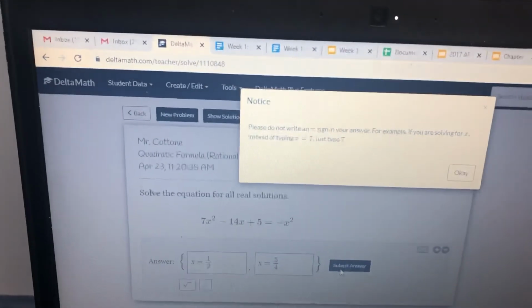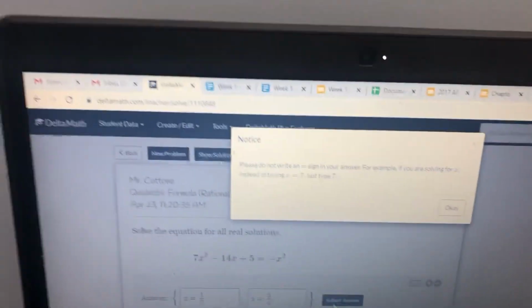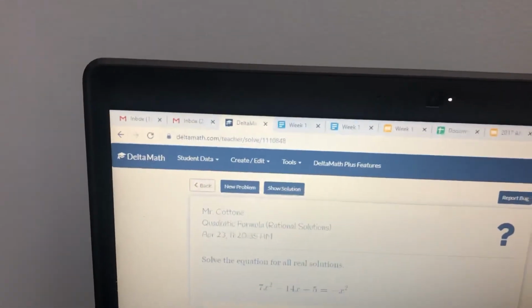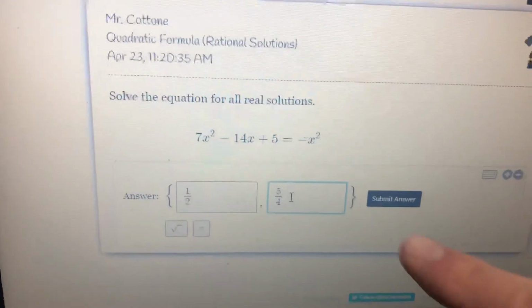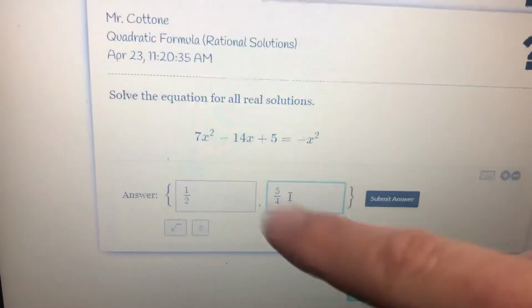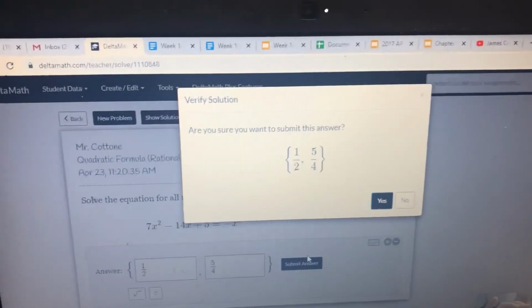It says please do not put an equal sign in your answer. For example, just put that. Okay, well thank you very much. That's why we do this. I will go ahead and just put it as 1/2 and as 5/4. This is not a point, guys, because of the brace right here. This is the set of answers. There's 2 answers, 1, 2. I'll hit enter. I'll say these are my answers, yes, and it'll tell me I'm correct.